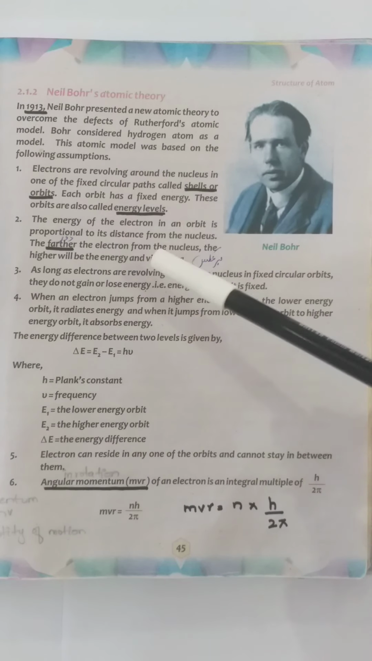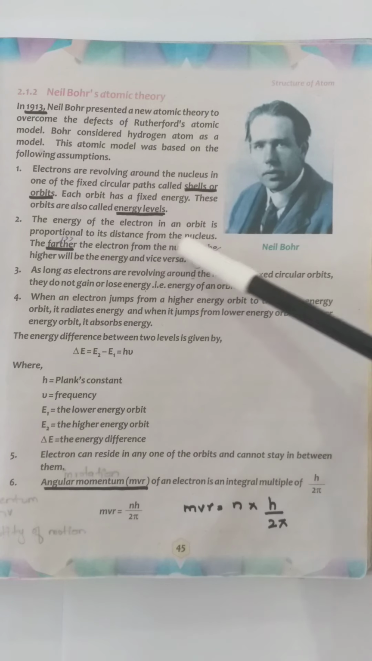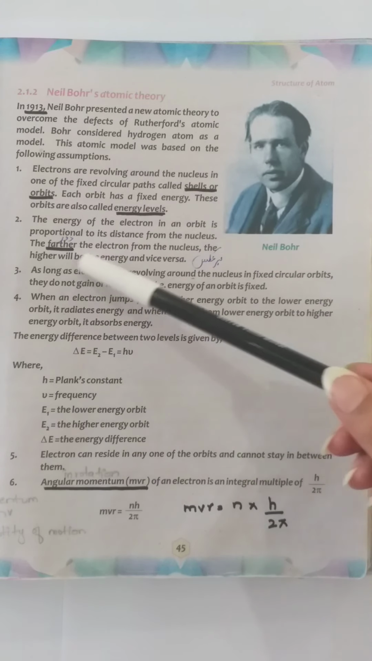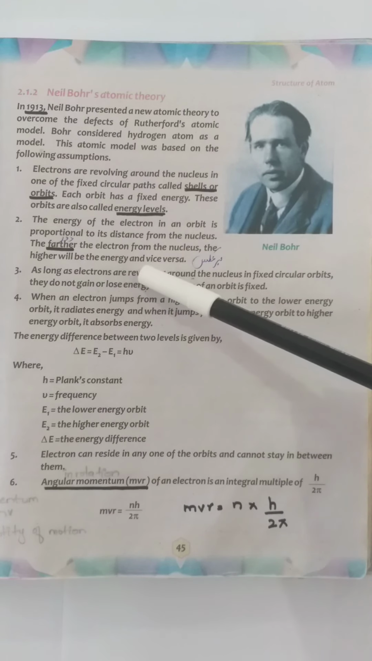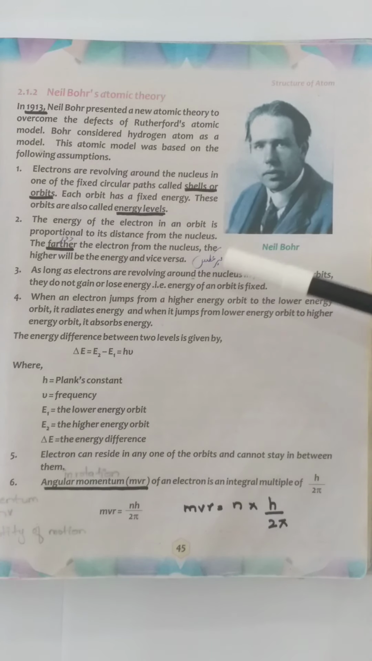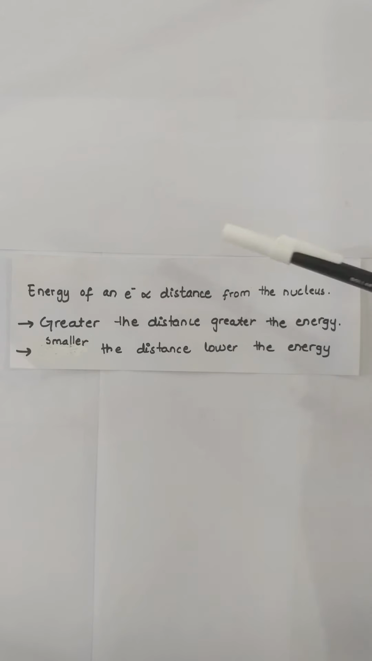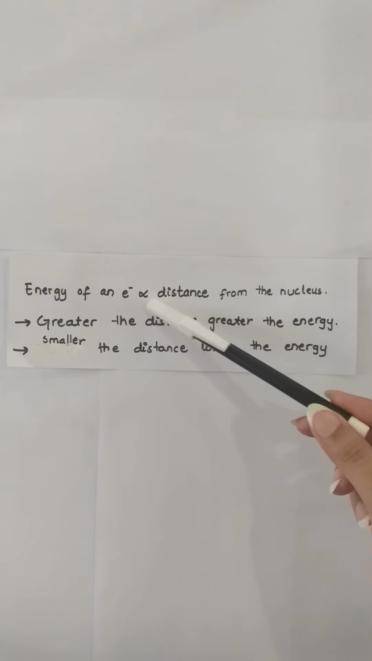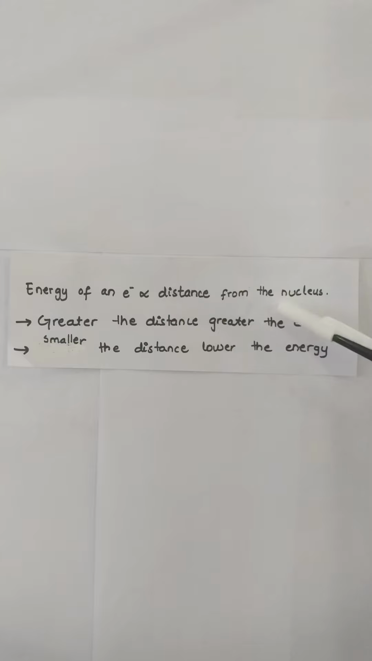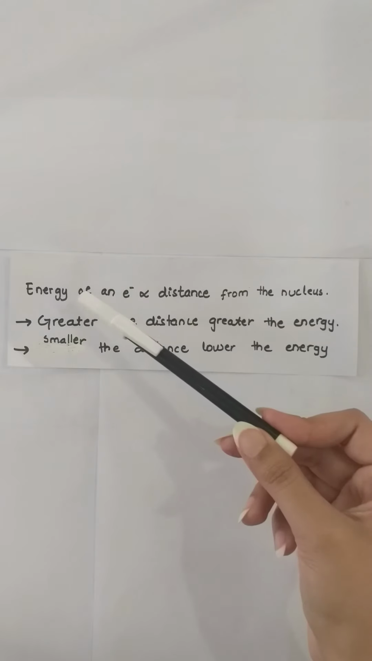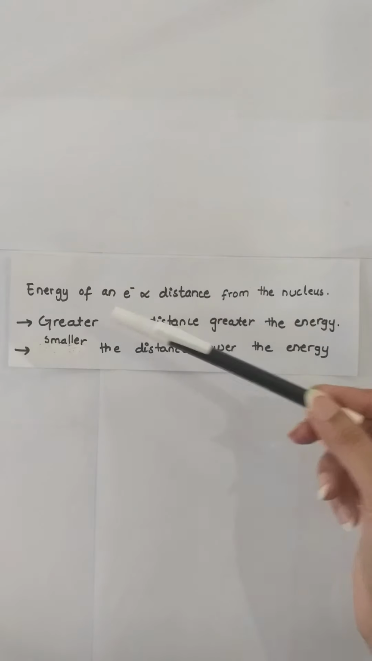Moving on to the next point, the energy of an electron in an orbit is proportional to its distance from the nucleus. Further the electron, further means दूर from the nucleus, the higher will be the energy and vice versa. Vice versa का मतलब कि इसके बरक्स भी ऐसा ही होता है. So we can explain the second point like this. Energy of an electron is directly proportional. This is the sign of direct proportionality to the distance from the nucleus. Direct proportionality का मतलब होता है कि जितना ये ज़्यादा होगा उतना ये भी ज़्यादा होगा. अगर ये कम होगा तो ये भी कम होगा.